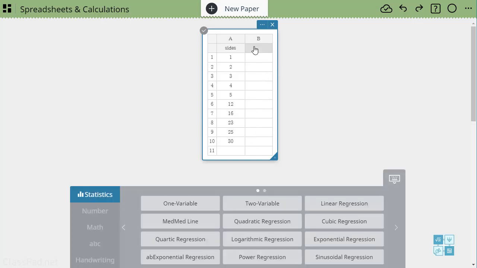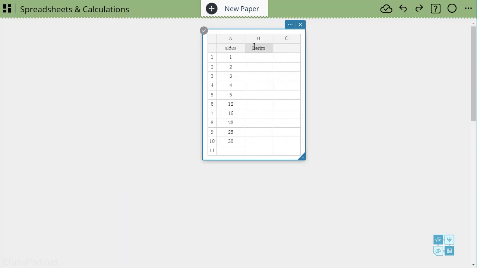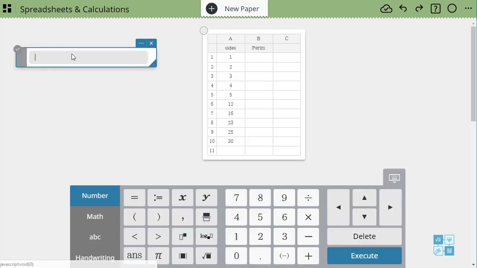So column B is going to be, let's see, the perimeter of each of these squares. So if this is the length of the side, what would the perimeter of that square be? I could enter it by hand, but I can also use my calculator to help me do this more efficiently. So let's pull up a calculator here, and I'm talking about perimeter, so I have to define my perimeter. So we're going to use that colon equal, which is right here, to define the calculation that I need to do for perimeter.